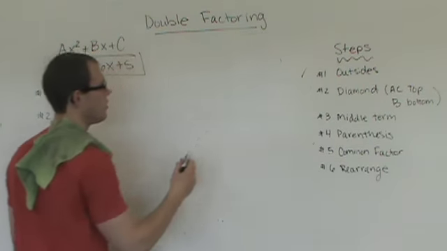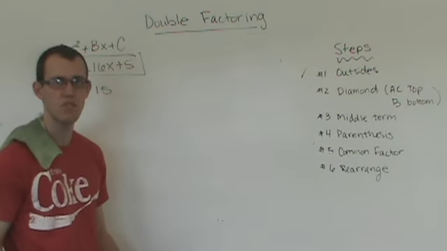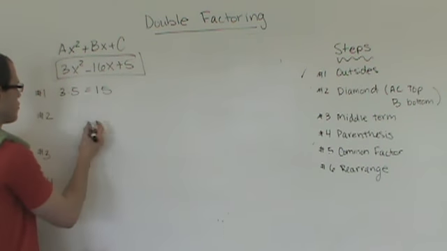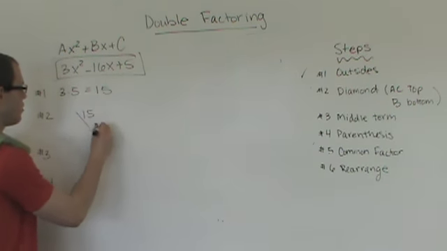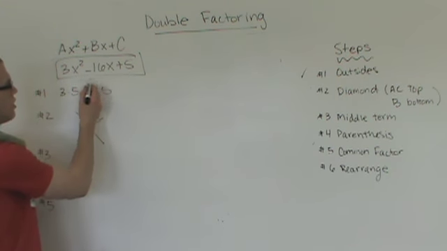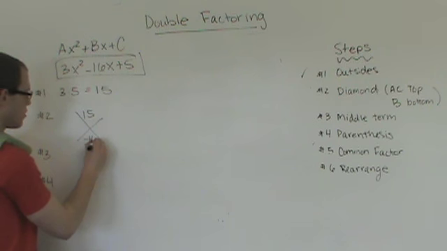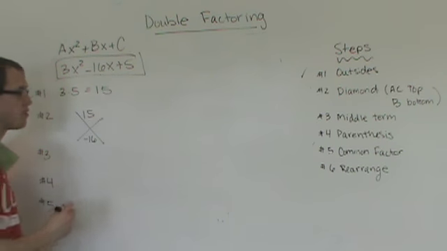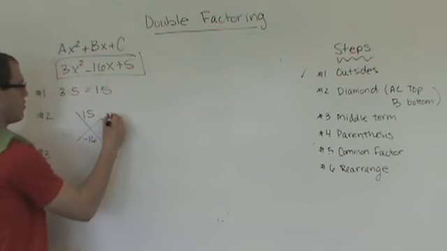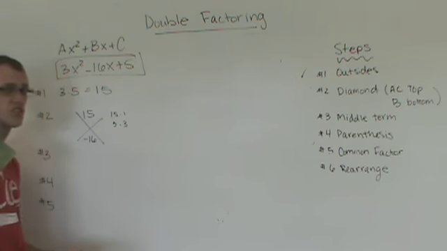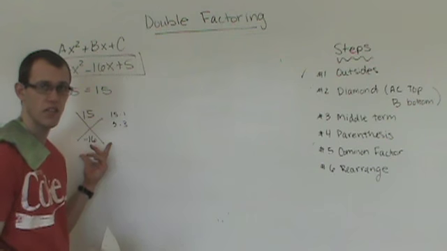Alright, outsides are done. Next, make your diamond, putting what you just found on top and your middle term on the bottom. So what I just found on top is 15. The middle term on the bottom, that would be b, the negative 16. Next, list your factors of 15. The top number, 15 times 1, 5 times 3. Now which of these has a difference of 16?